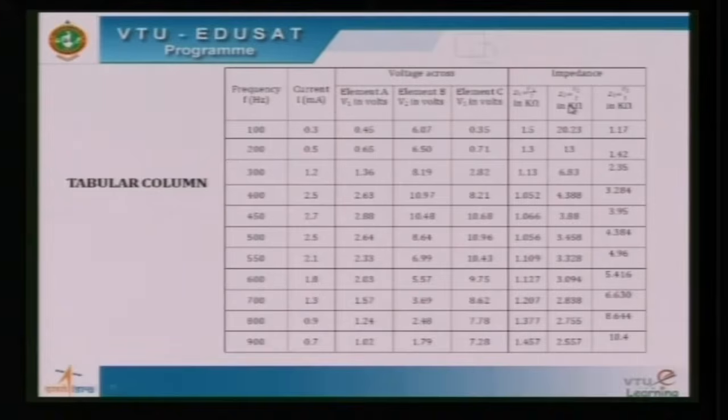The impedance of element B is observed to be decreasing, which implies the passive element must be a capacitor. And in the third case, the impedance value is increasing continuously as the frequency is increasing, and it is observed to be an inductor in the circuit.